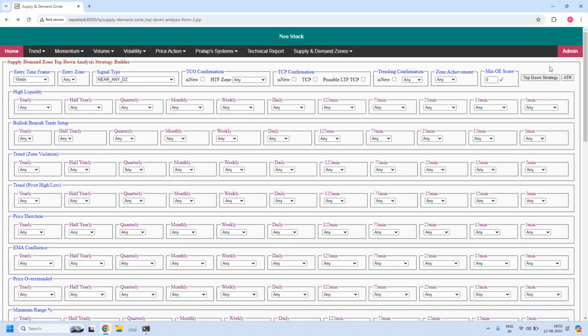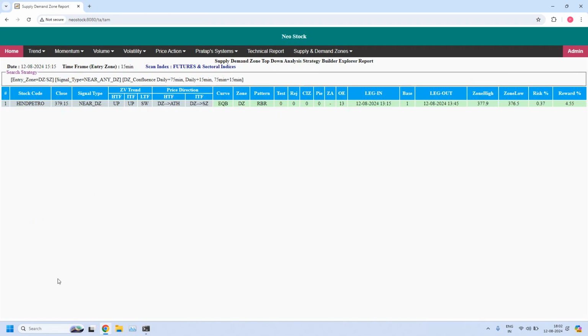Now let us filter the stocks. So Hindustan Petroleum is near to the demand zone. It is having confluence with daily time frame, 15 minutes and 75 minutes. And also it is supporting bullish trade setup. HTF is uptrend, ITF is uptrend, and the enhancer score is 13. That means this is supporting DIT setup, daily income trade support.